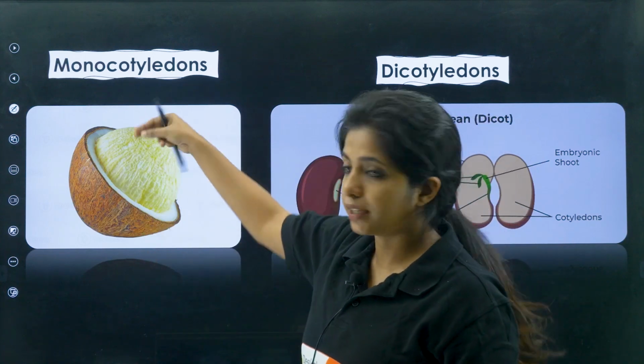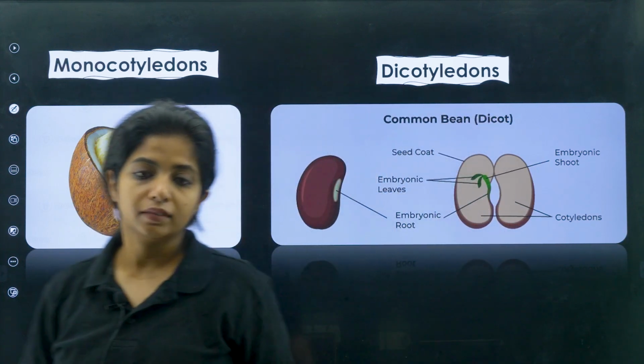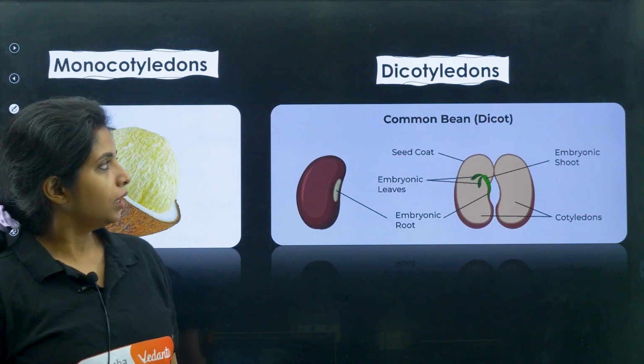Okay, it is the cotyledon. Inside that you would be having the embryo as well. Inside that you would be having the embryo. Cool?